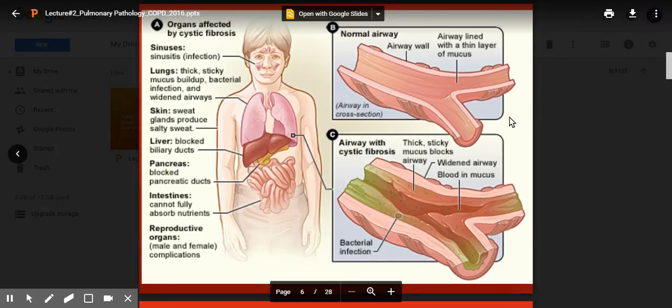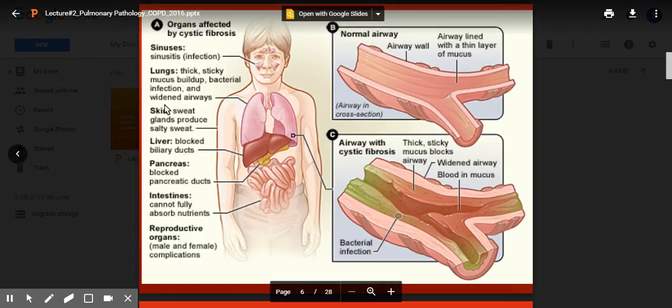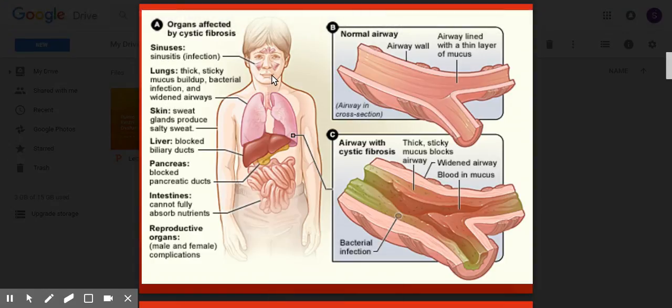Some organs affected by cystic fibrosis include obviously the sinus and lungs, with the increase in infections and mucus buildup, as well as some other intestinal effects and major organ effects. For the purposes of this class, again, this is not a pathology class as much as a cardiopulmonary course, and so we're going to talk about the buildup of mucus in the airways.